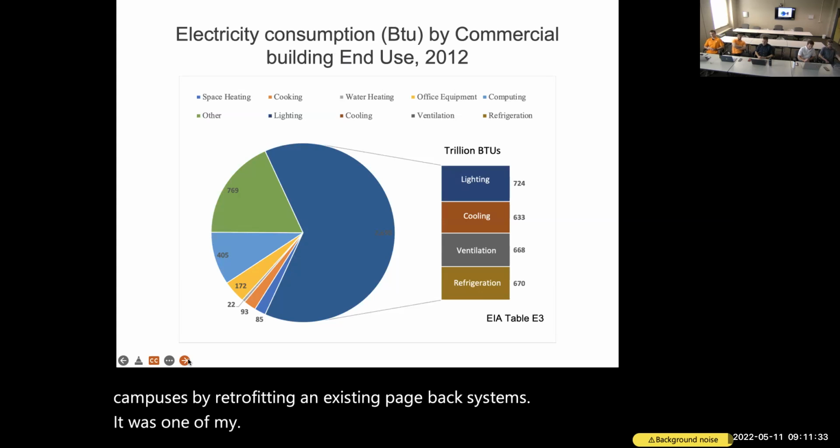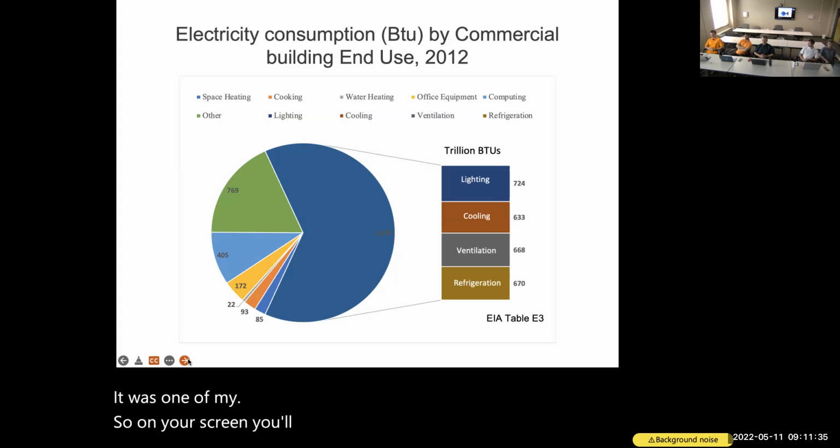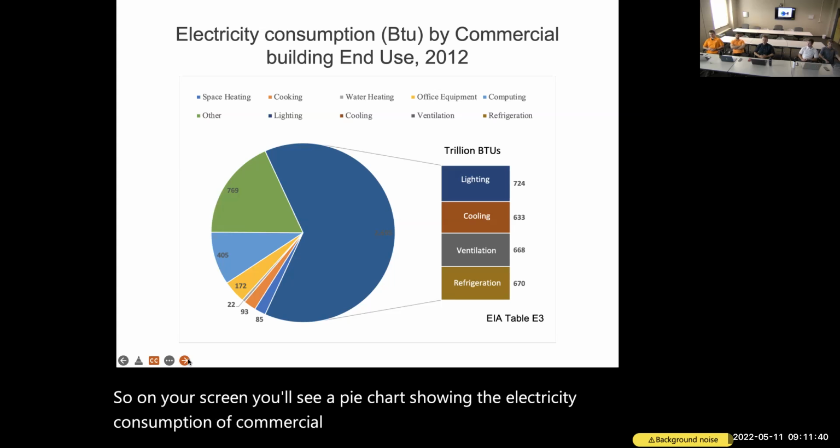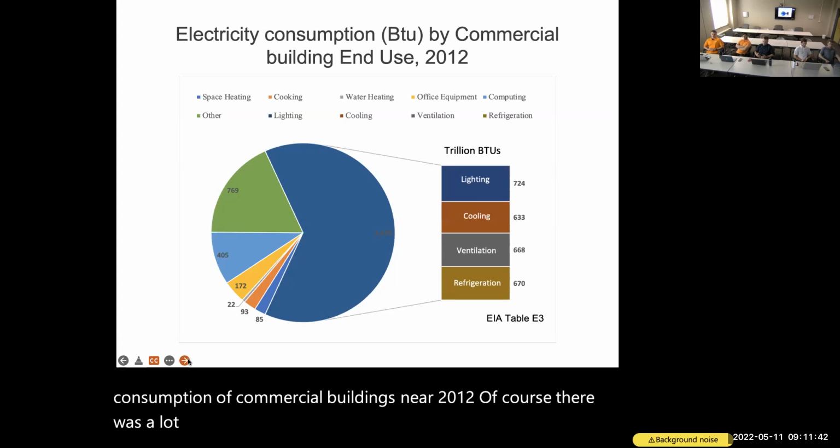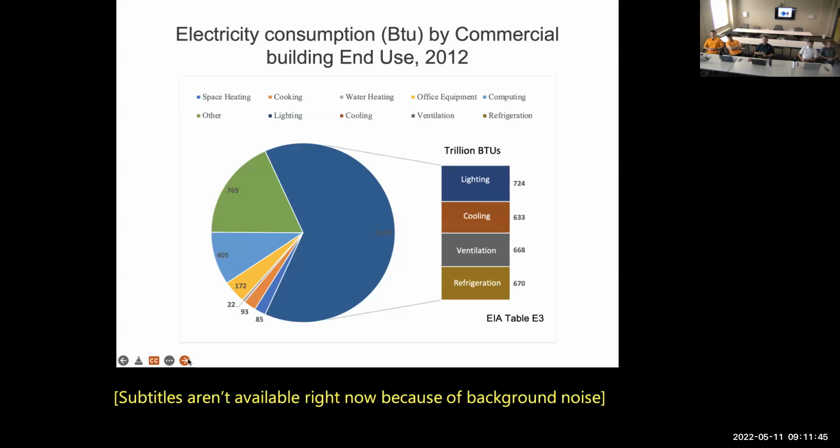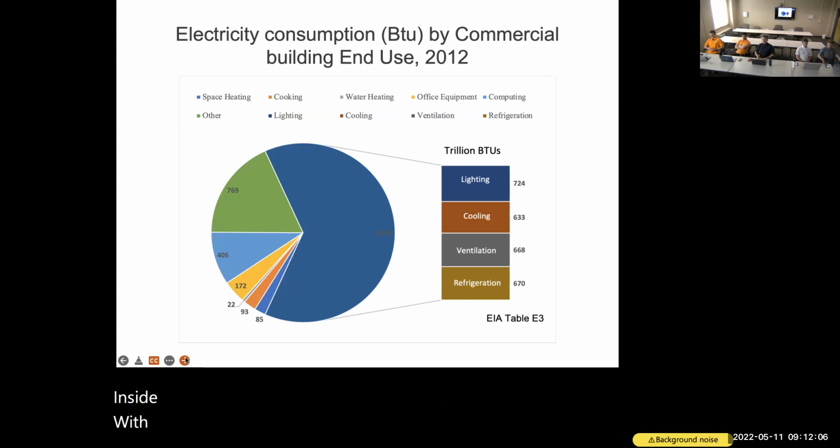On your screen, you'll see a pie chart showing the electricity consumption of commercial buildings in the year 2012. Of course, there's a lot of energy used for lighting, but the two things that I want you to take most note of are the costs associated with ventilation and cooling. Currently, in order to ventilate and clean air, you have to take outside air in, which helps dilute the inside air and makes it cleaner. This is pretty much the most common way of cleaning air inside. Associated with that is a cost of cooling.